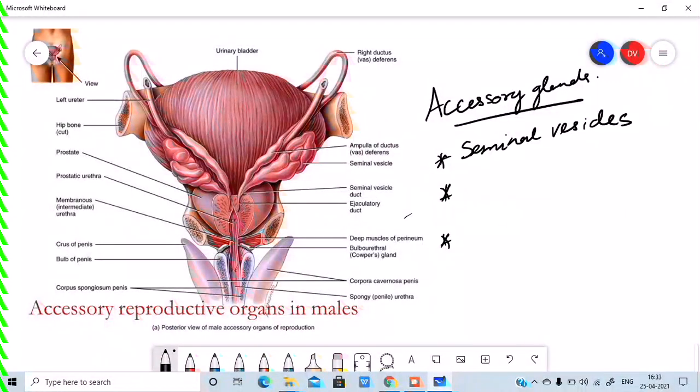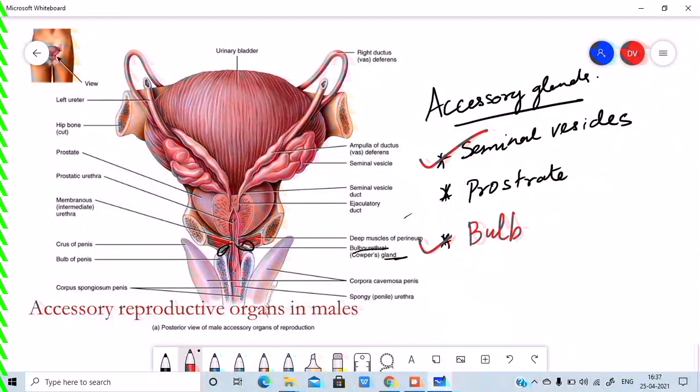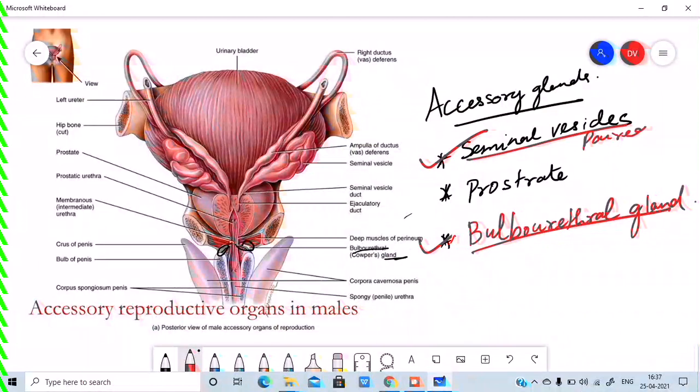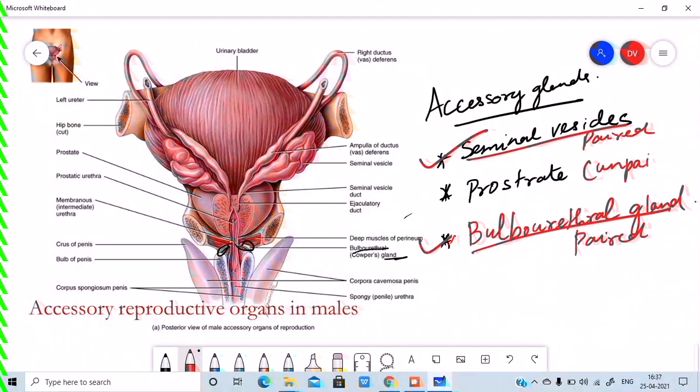And then you have the prostate gland, and then you have the bulbourethral gland. Alright, guys. Out of these three glands, the seminal vesicles and the bulbourethral gland are paired glands, whereas the prostate is an unpaired gland. Very, very important question from exam perspective.